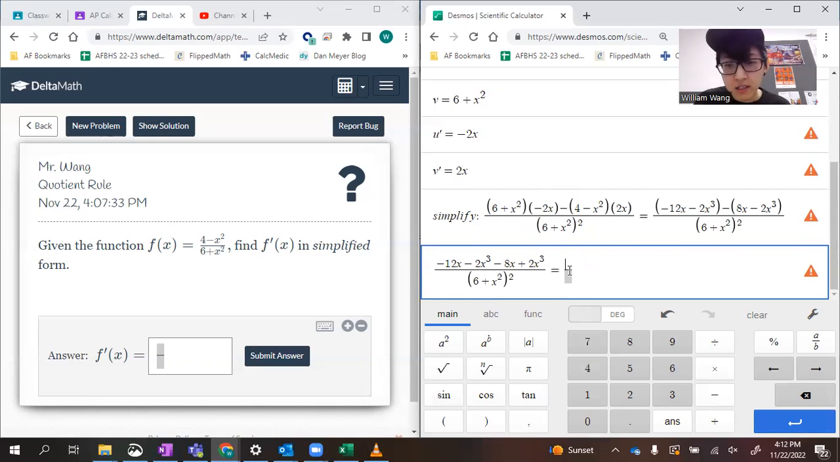Let's continue simplifying this. So denominator, nothing has changed so far. The numerator, let's combine these terms. So first, negative 2x cubed plus 2x cubed, these literally cancel out. So all I'm left with is the negative 12x minus 8x, right? Again, this is negative 2x cubed and then positive 2x cubed, so they cancel out to 0. Cool. Last step, negative 12x minus 8x, that's negative 20x all over this.